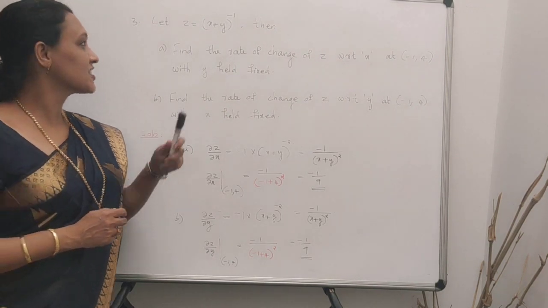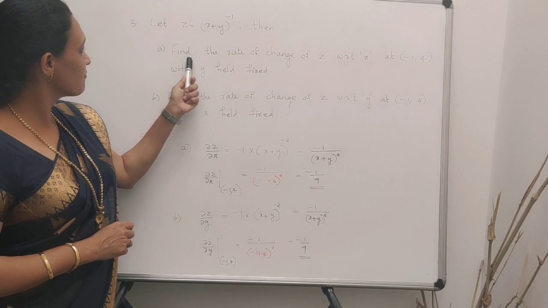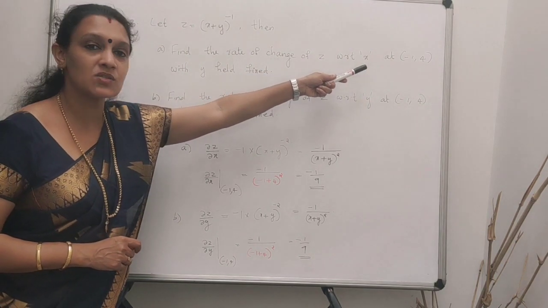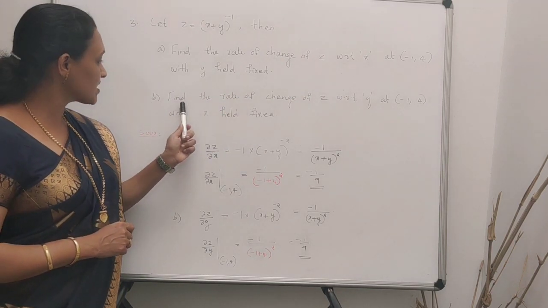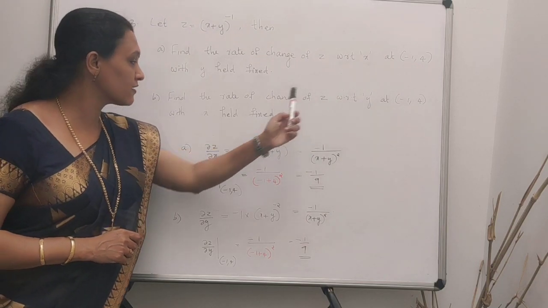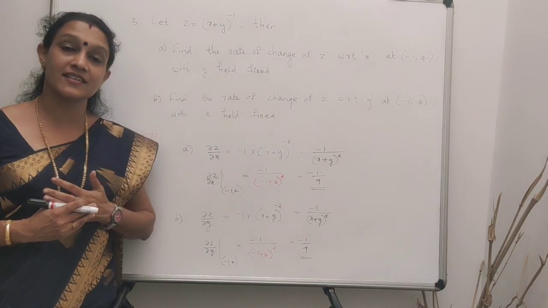Now we have one more question. Let z be equal to (x + y)^-1. Then find the rate of change of z with respect to x at (-1, 4) with y held fixed. And the second question, find the rate of change of z with respect to y at (-1, 4) with x held fixed. See, this is another type.